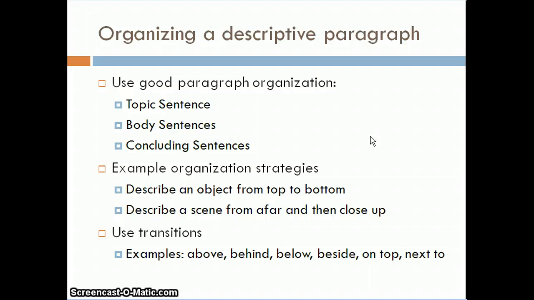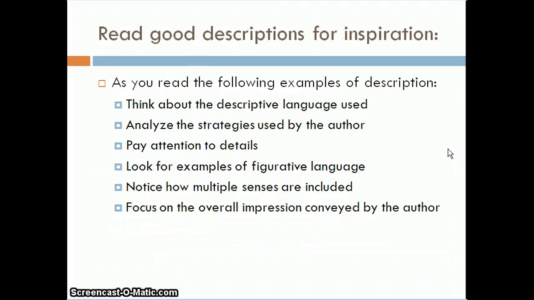You could describe an object from top to bottom, or describe a scene from afar and then close up. Describe a scene as you're walking through it, imagining that you're walking through it, for example. And you can use transitions that indicate location in space, spatial words like above, behind, below, beside, on top, next to, and so on. So those are a lot of strategies to help you organize your descriptive paragraph.